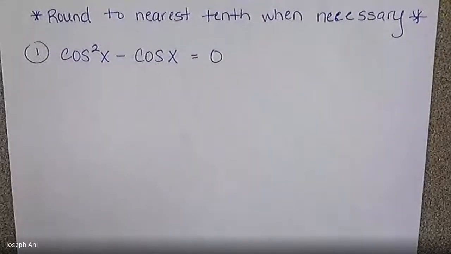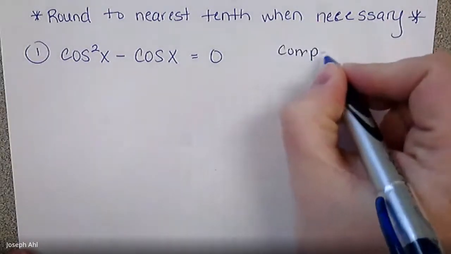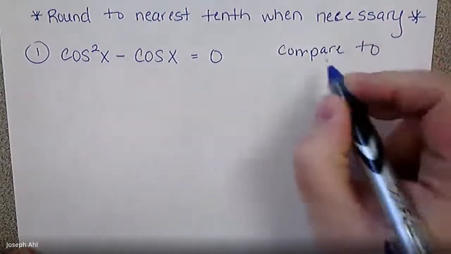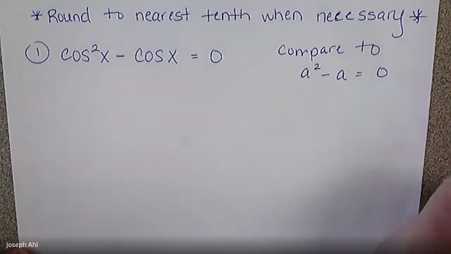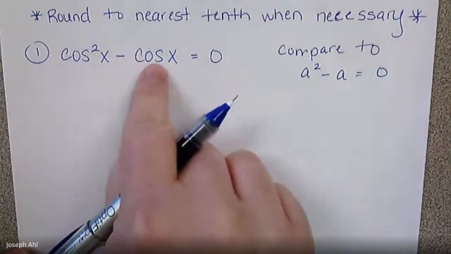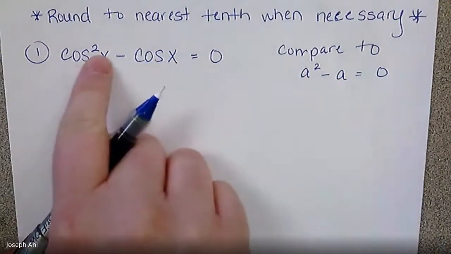If you have cosine squared x minus cosine x equals 0, I would have you consider comparing this to the equation a squared minus a equals 0. If you use the dummy variable for cosine of x, if you let cosine of x equal a, well, then this term becomes a squared.